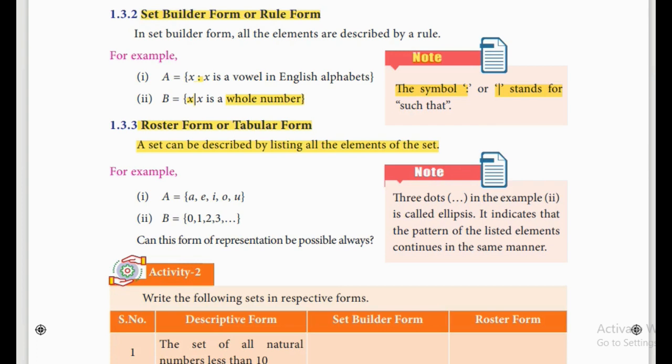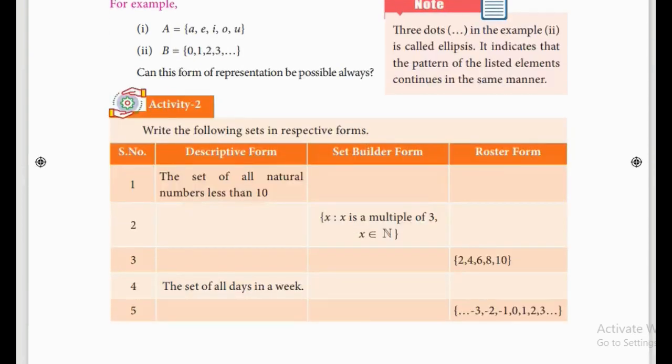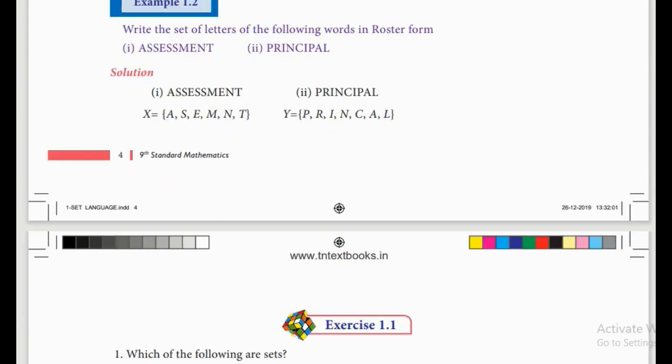I hope you remember all these three methods. One is descriptive form. Next one is set builder form, that is rule form. Next one is roster form or tabular form. You have a question to do that. Look at the next example 1.2. Write the set of letters of the following words in roster form. Roster form means usually we give importance to the elements. So look at the first one.